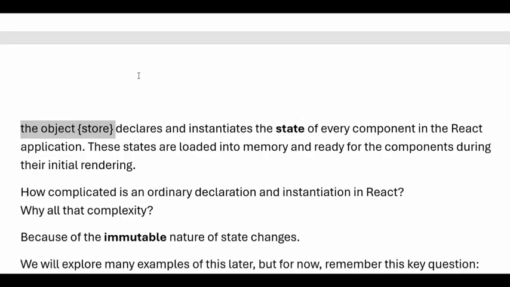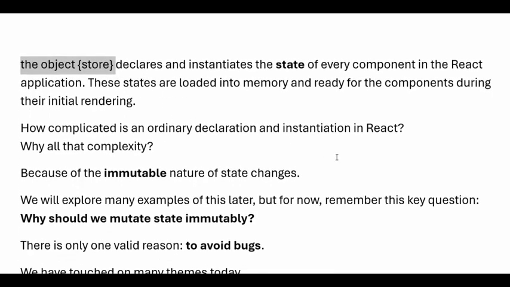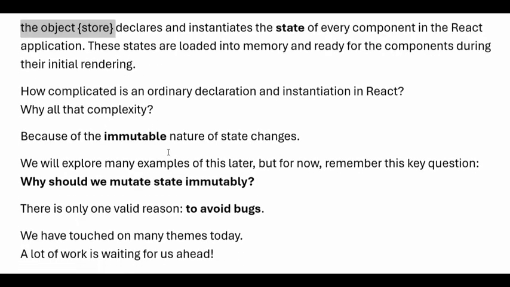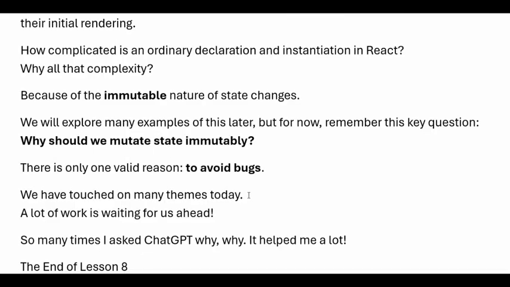How complicated is an ordinary declaration and instantiation in React? Why all that complexity? Because of the immutable nature of state changes. We will explore many examples of this later, but for now, remember this key question. Why should we mutate state immutably? There is only one valid reason: to avoid bugs.